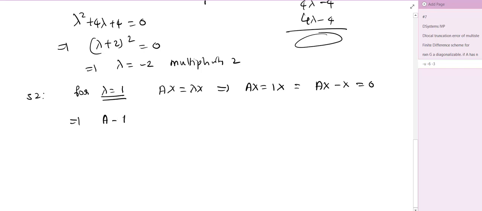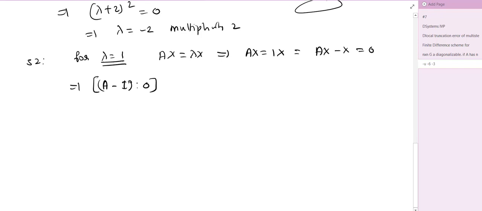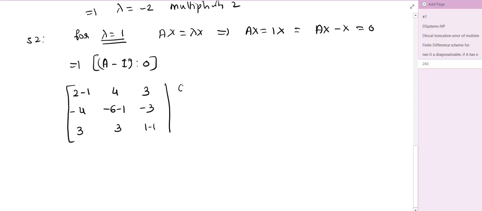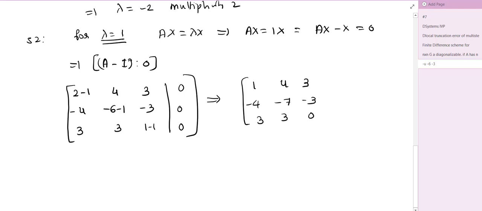This implies (A minus 1 into I), so this is your A minus I, augmenting that with 0. So this is your matrix. Whatever the matrix we have in that, from the diagonal entries, we are supposed to subtract 1. So this is 2 minus 1, 4, 3, and then minus 4, minus 6 minus 1, and then minus 3. We have 3, 3, 1 minus 1. So augmenting this with 0, 0, 0, this is going to be 1, 4, 3, minus 4, minus 7, minus 3, 3, 3, 0.